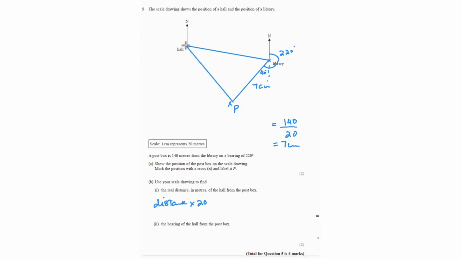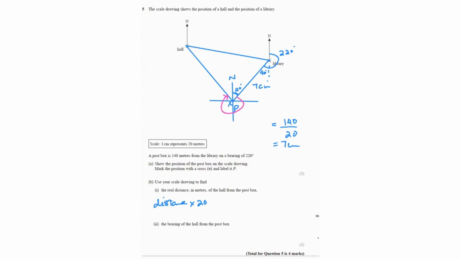So that's this over here. So for that, bearing of the hall from the post box, you draw your north at the post box. We know this is 40 degrees, which means this is also going to be 40 degrees. This is the bearing that they're asking for.